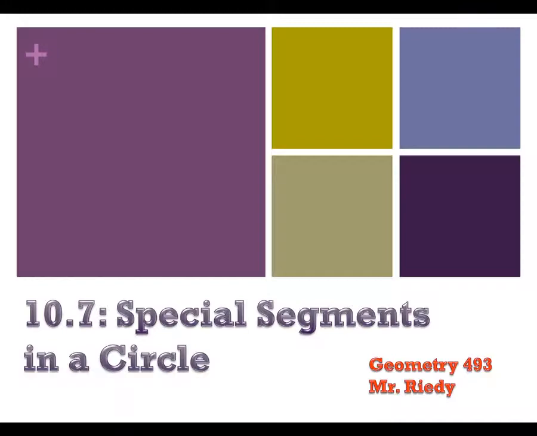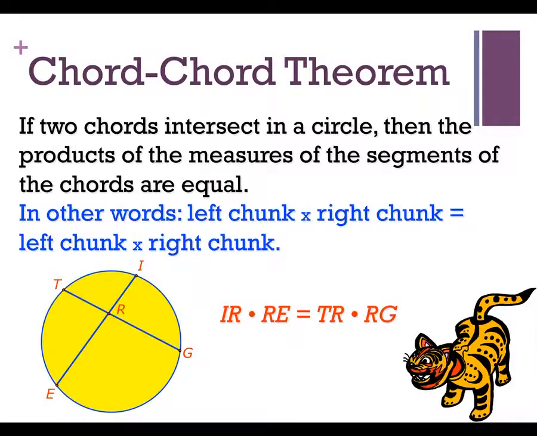Okay. So you got to be careful to determine if we're looking for segment lengths or we're looking for arc or angle measures. Some of the rules still apply. We're still going to ask, where's the vertex? We're still going to have some rules in place to handle that. But again, we're looking for the lengths of segments. So here's the first one, the Chord-Chord Theorem.